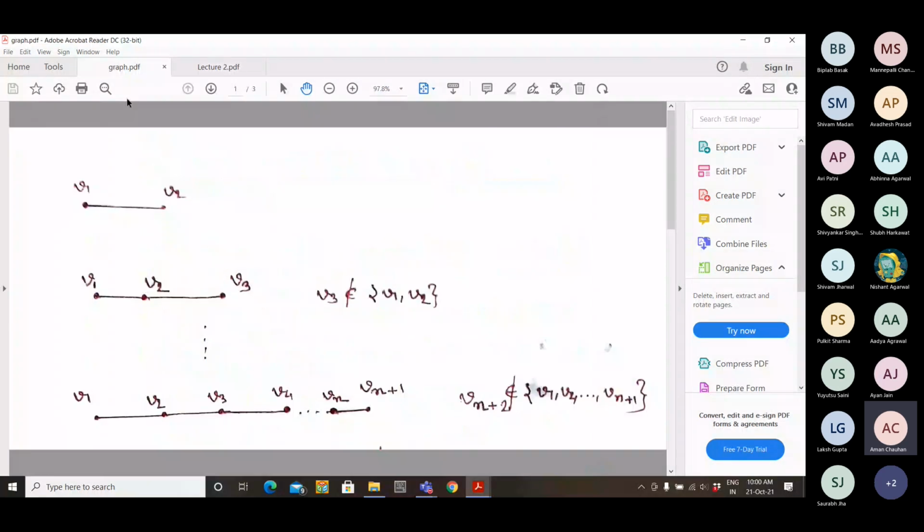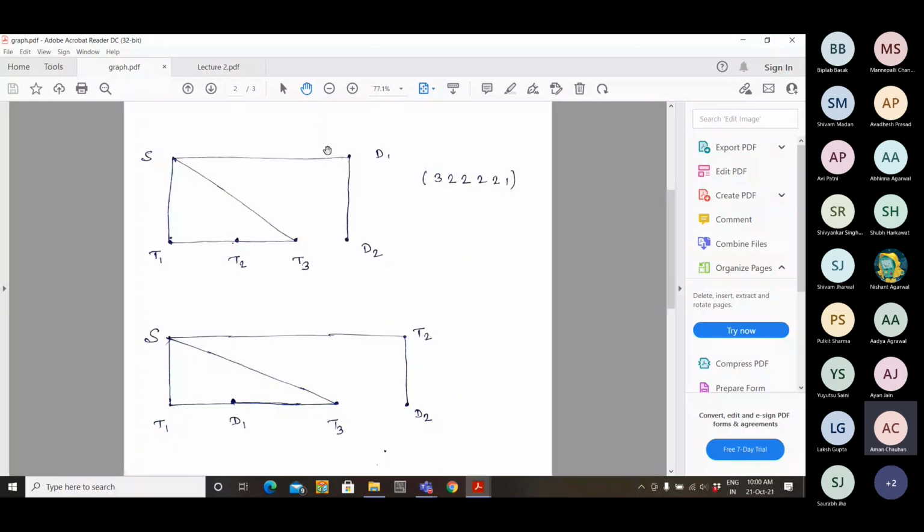Let's look at the picture here again. Here we have the degree sequence 3, 2, 2, 2 and 1, meaning 2 appears four times, and then 1. Here S has degree 3, and the three vertices T1, T2 and T3 have degree 2, and D1 has degree 2 and D2 has degree 1. Now we are trying to find a graph G dash where this vertex S is adjacent to T1, T2 and T3 only.